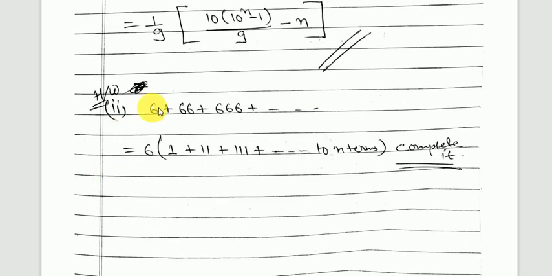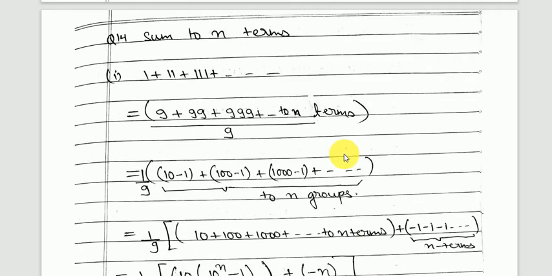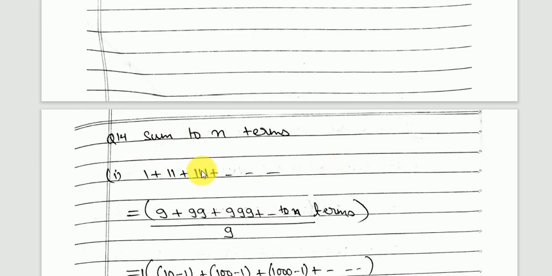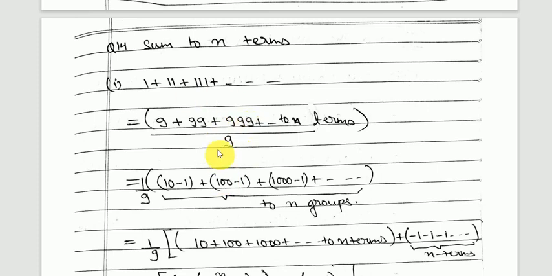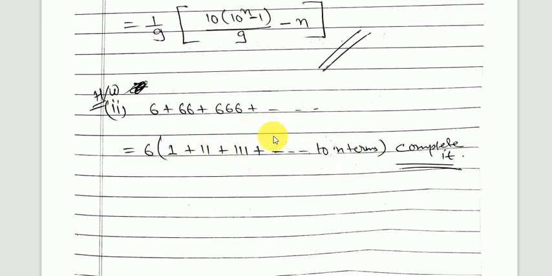Clear? Here question 2 is homework for you. Same way, if you observe, this is neither in AP nor in GP, but we can do some manipulation and find the sum. From here you can see 6 can be taken out as common. Once you take out 6 as common, you are left with 1 plus 11 plus 111 and so on. For these terms in the bracket you have to follow the same procedure. How did we do the manipulation for 1 plus 11 plus 111? The same manipulation you have to do here, and that way you can get the answer.